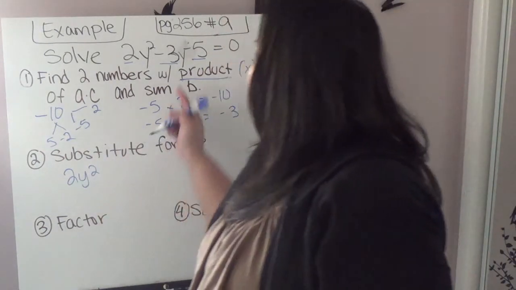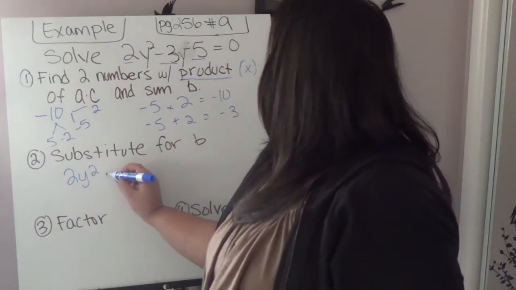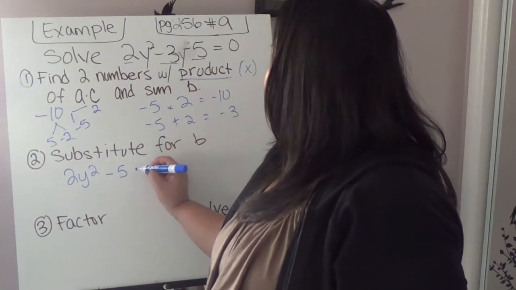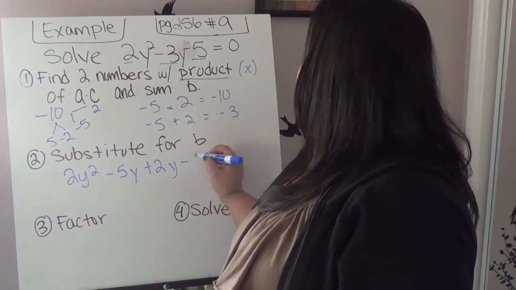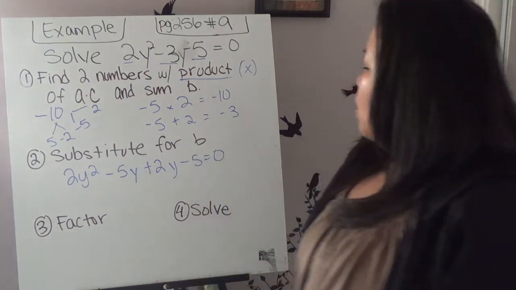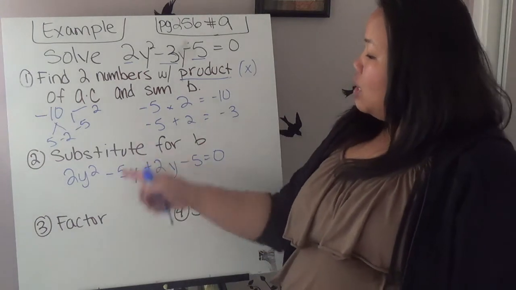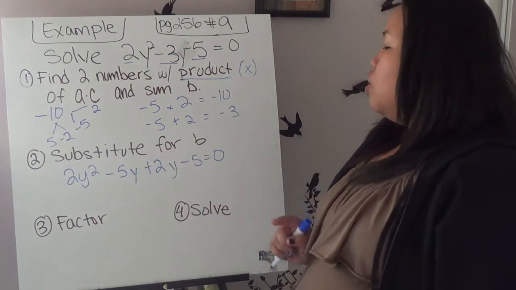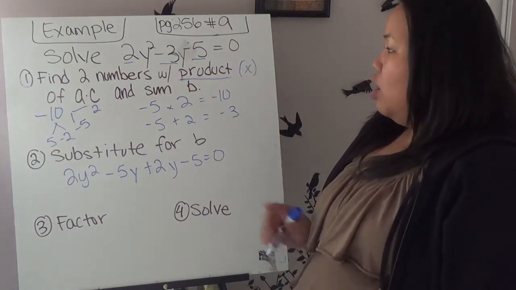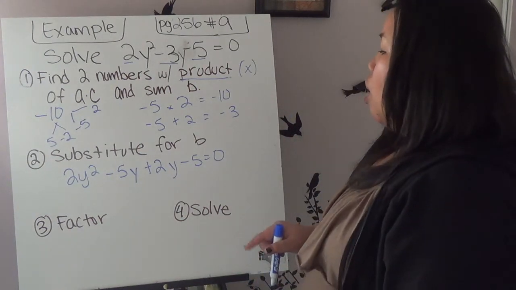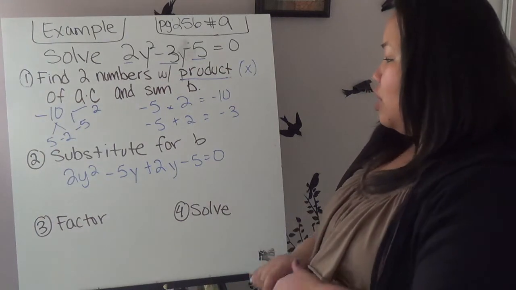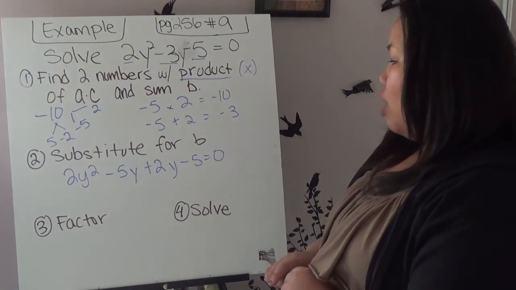2y squared, and instead of negative 3, I'm going to put negative 5y plus 2y minus 5 equals 0. So I haven't changed anything because negative 5 plus 2 is still negative 3. I've just rewritten it in a different way. So once I do that, then I can factor things out. I can see what they have in common.